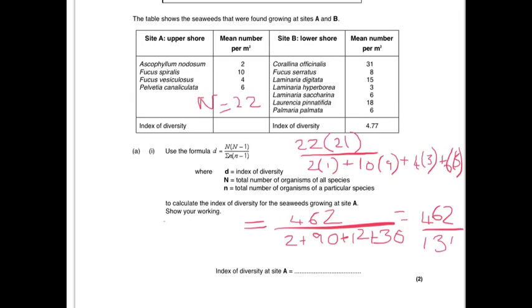462 divided by 134 equals 3.44776119. So I'm going to do it to 2 decimal places, 3.45, because I'll round it up. And that is the correct answer. You can have 3.45, 3.44 or 3.4, and that's how you get that correct answer.